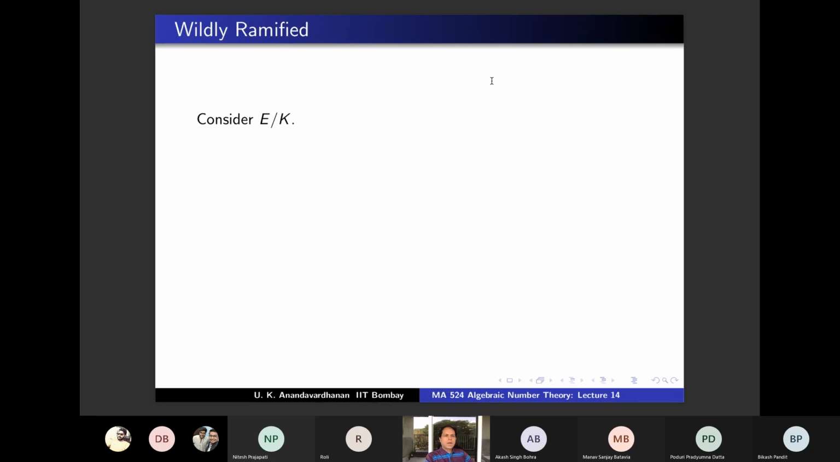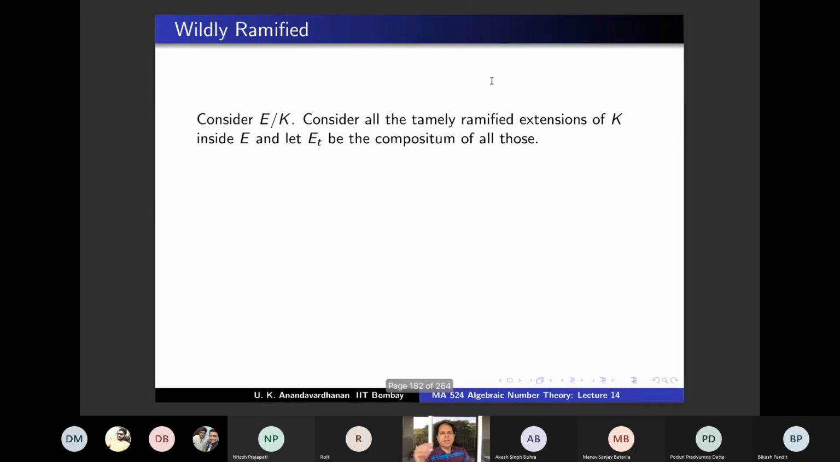Therefore we have this corollary. You consider E over K. This we did for unramified extensions, right? You considered all the unramified sub-extensions and you took the compositum, and that we call E_U. That was the maximal unramified sub-extension. Similarly, you can do it for tamely ramified. You consider all the tamely ramified extensions of K inside E and let E_T, T for tame, be the compositum of all those.